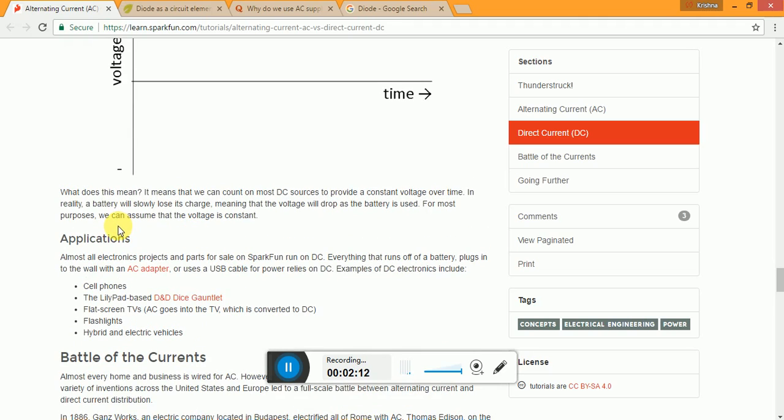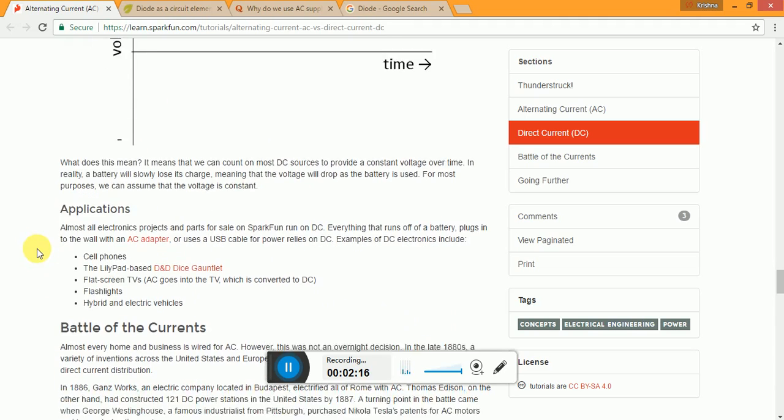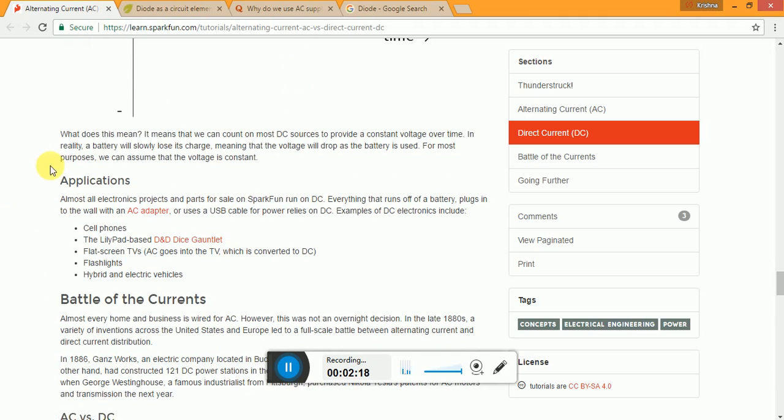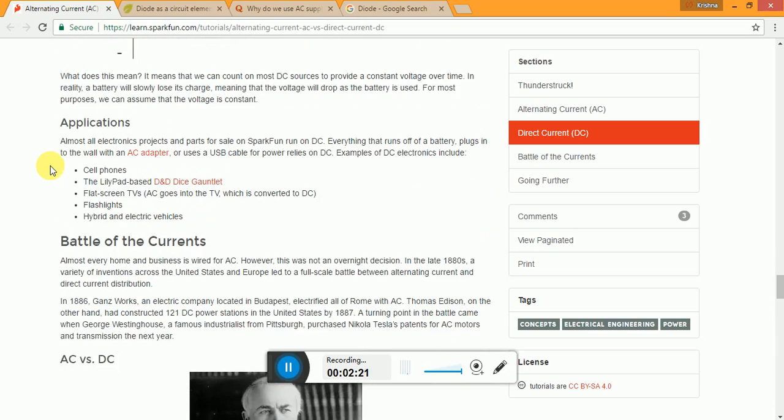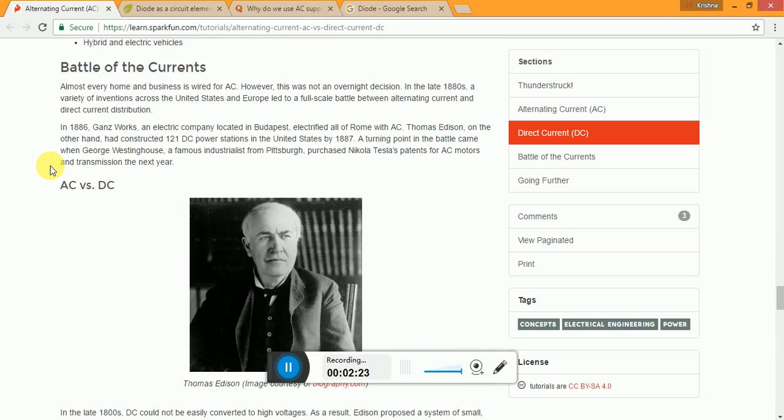So now you understand there are two forms of current, AC and DC, right? And both have their applications, advantages and disadvantages. But now comes the interesting part. Initially in the 1800s, when they were trying to decide which technology to employ, should we go with alternating current or direct current? That was the debate of the era.